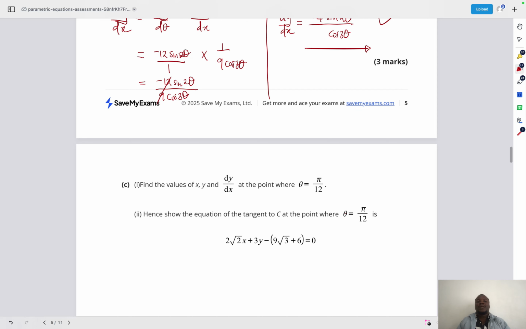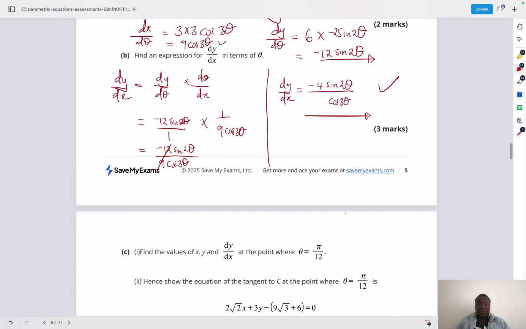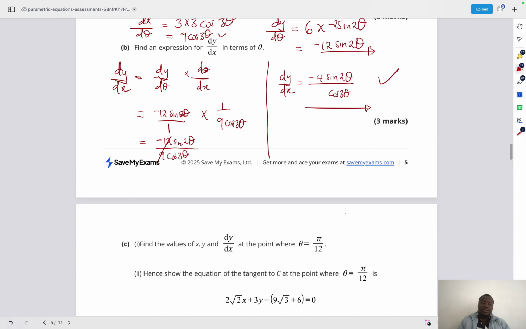Okay, so they want us to find the value of x at the point where theta is equal to that for part 1, and then hence show that. So this is again a very, very nice question. What I'm going to do first is write what x is equal to here.